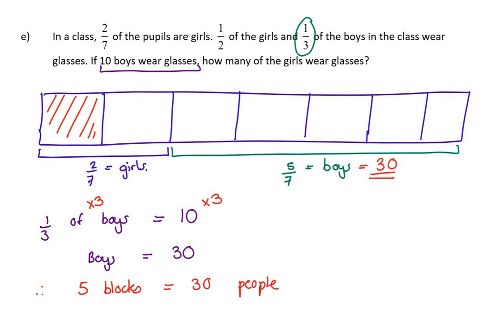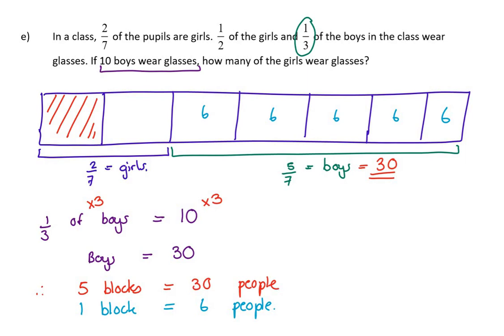Now again, I might want to revert back to my bar model, because can I find what 1 block is? Because that will be really easy. And so 1 block, if I divide by 5, 1 block represents 6 people. So this is 6, 6, 6, 6, 6. So how many boys? Well, there's 30.